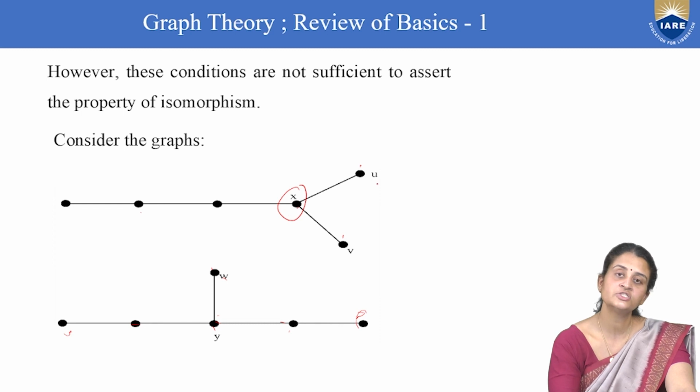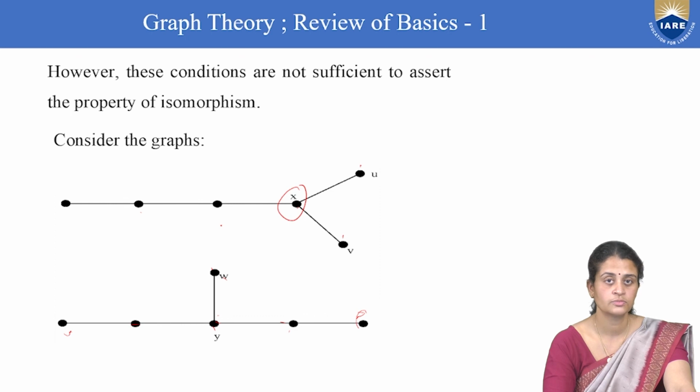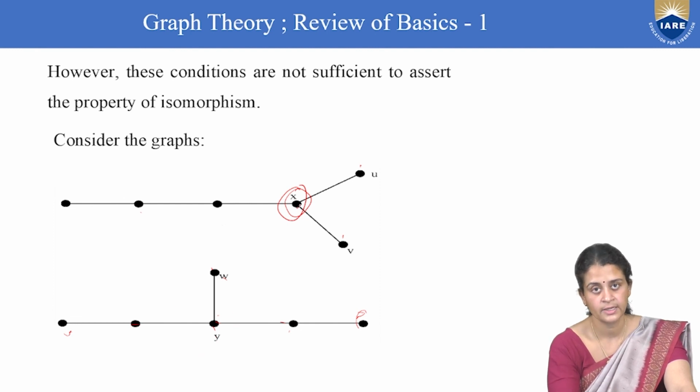Here x is adjacent to 2 vertices of degree 1 and 1 vertex of degree 2. Okay. Corresponding to this vertex, we should find another vertex y in the second graph such that it is of degree 3. Here we could find one y. Now look at the adjacencies of y. y is adjacent to a vertex w with degree 1 and the other 2 vertices of degree 2. So we cannot find a relation between this x and y.